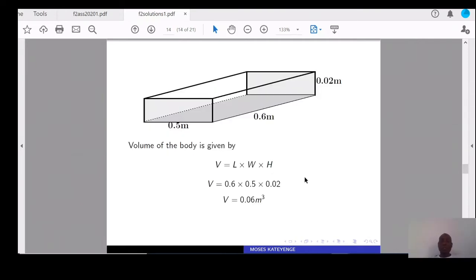So the next part, our body looks almost like this, where we have the length equal to 0.6 meters, the width is 0.5 meters, and the height is 0.02 meters. Now the first part was telling us to find the volume of the body, and volume of a body, of course, is given by length times width times height. So our volume is going to equal 0.6 times 0.5 times 0.02. This gives us a volume of 0.06 meters cubed.